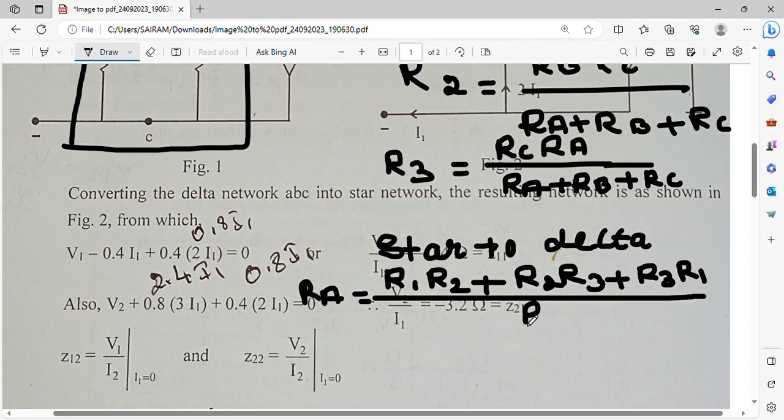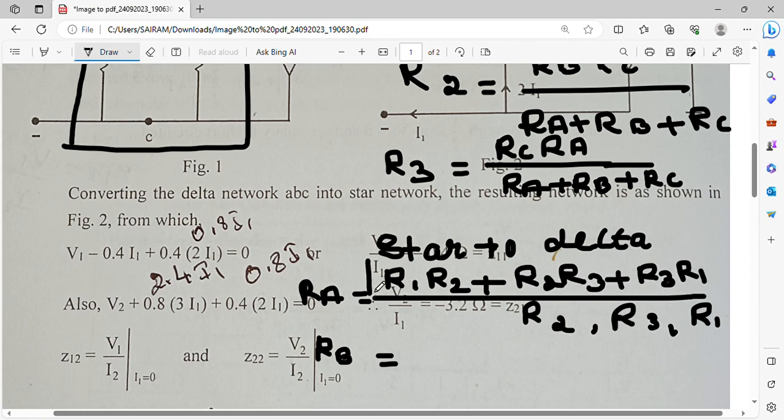This is your R2. And what is RB? For RB, in place of R2, you are going to write it as R3. And for RC, in place, you are going to write it as R1, right? So RB is the same: it is R1 R2 plus R2 R3 plus R3 R1.